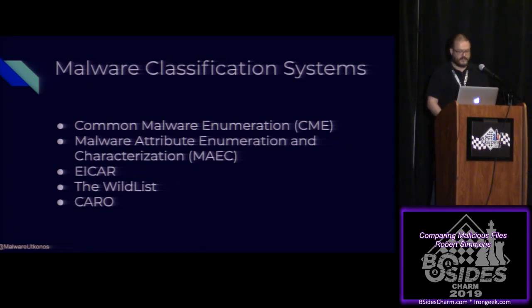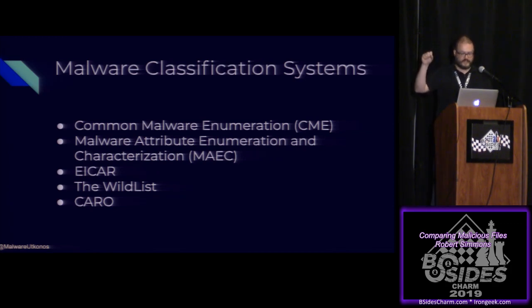So there's the common malware enumeration. This is in that same family of MITRE systems as CVE, etc. Common malware enumeration is an attempt to enumerate and differentiate different malware files. And then MAEC, malware attribute enumeration and characterization. This is a subset or component of STIX TAXII. And so this is a way to represent things like sandbox results, dynamic analysis results, or reverse engineering results. And so it's a way to classify and characterize malware.